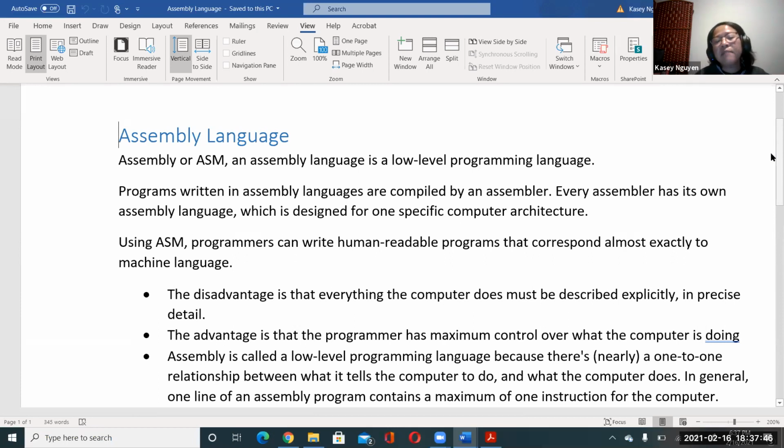So the programs written in assembly language are compiled by the assembler, and every assembler has its own assembly language. That means that for every chip, sometimes a manufacturer would make a series of chips that would use a specific assembler. If you're looking at Apple, or even the Arduino, the microcontroller, if you're familiar with it.